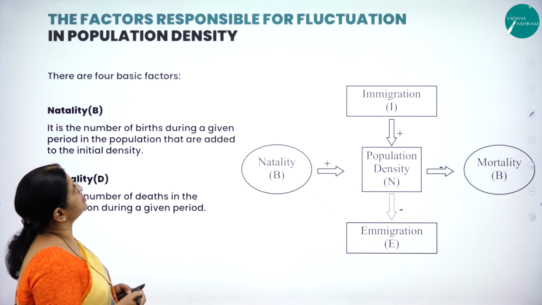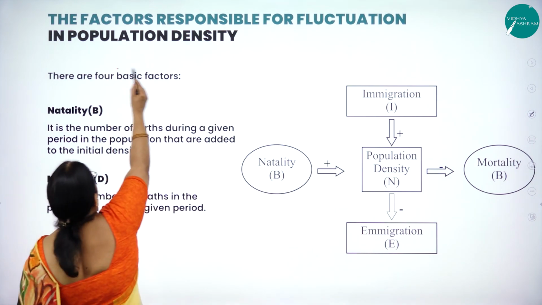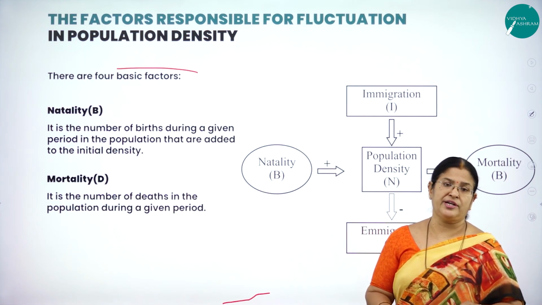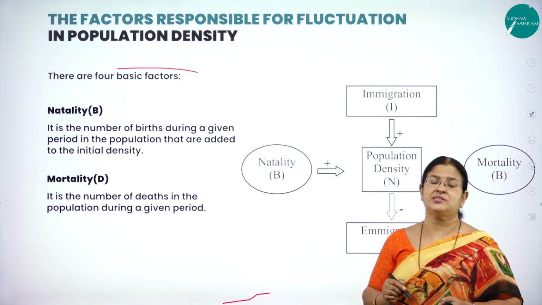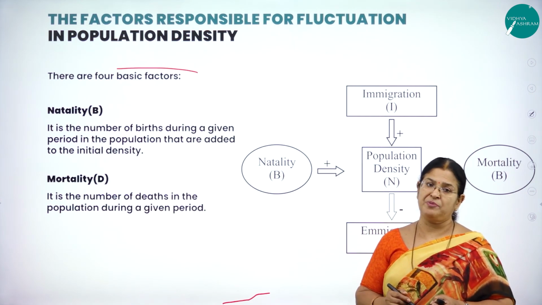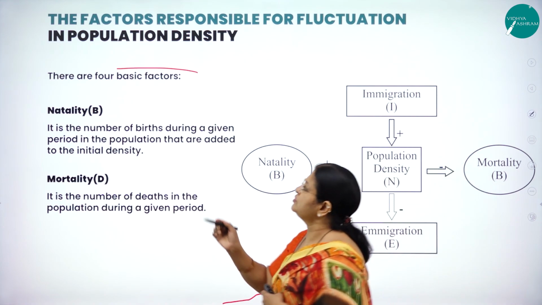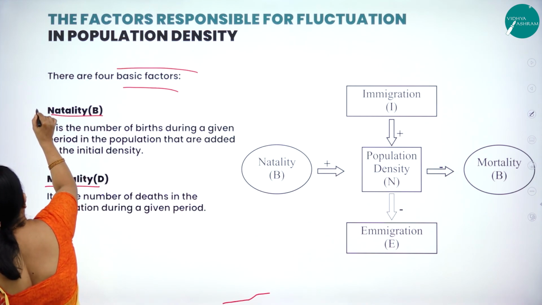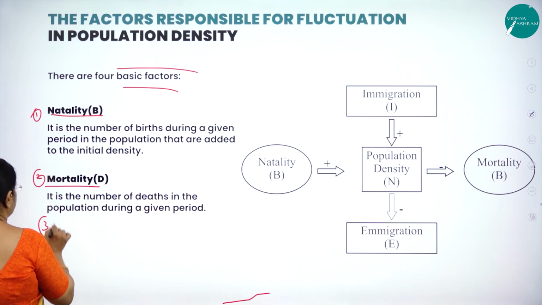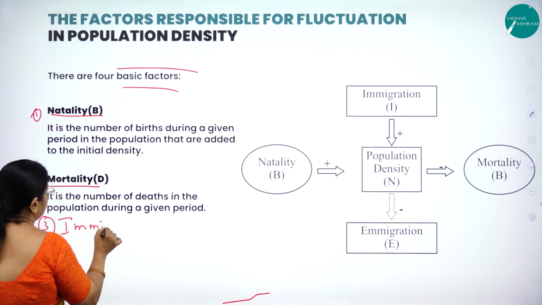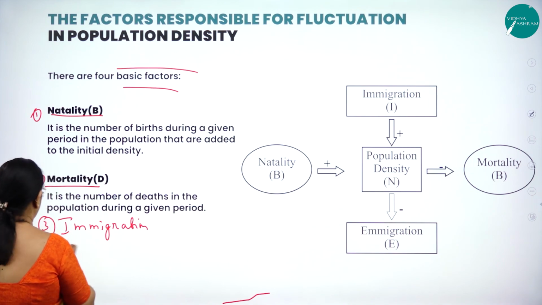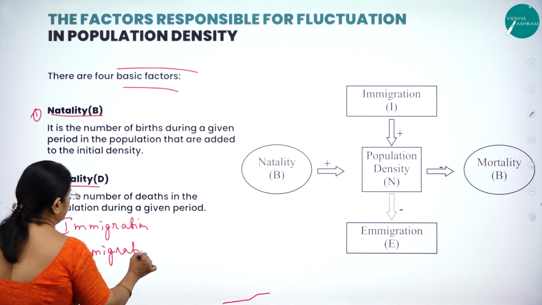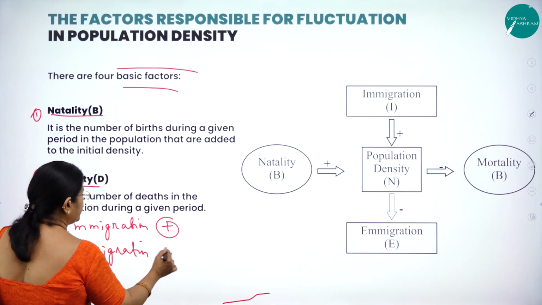Moving on to the factors responsible for fluctuation in the population density. As I said, the population density is not stable. It may increase or it may decrease. So what are the parameters that are responsible for the change in the population density? As I said, it is due to four basic factors. One is called natality, the second is called mortality, the third is called immigration, and the fourth is called emigration. Here we can use the symbol plus or minus.